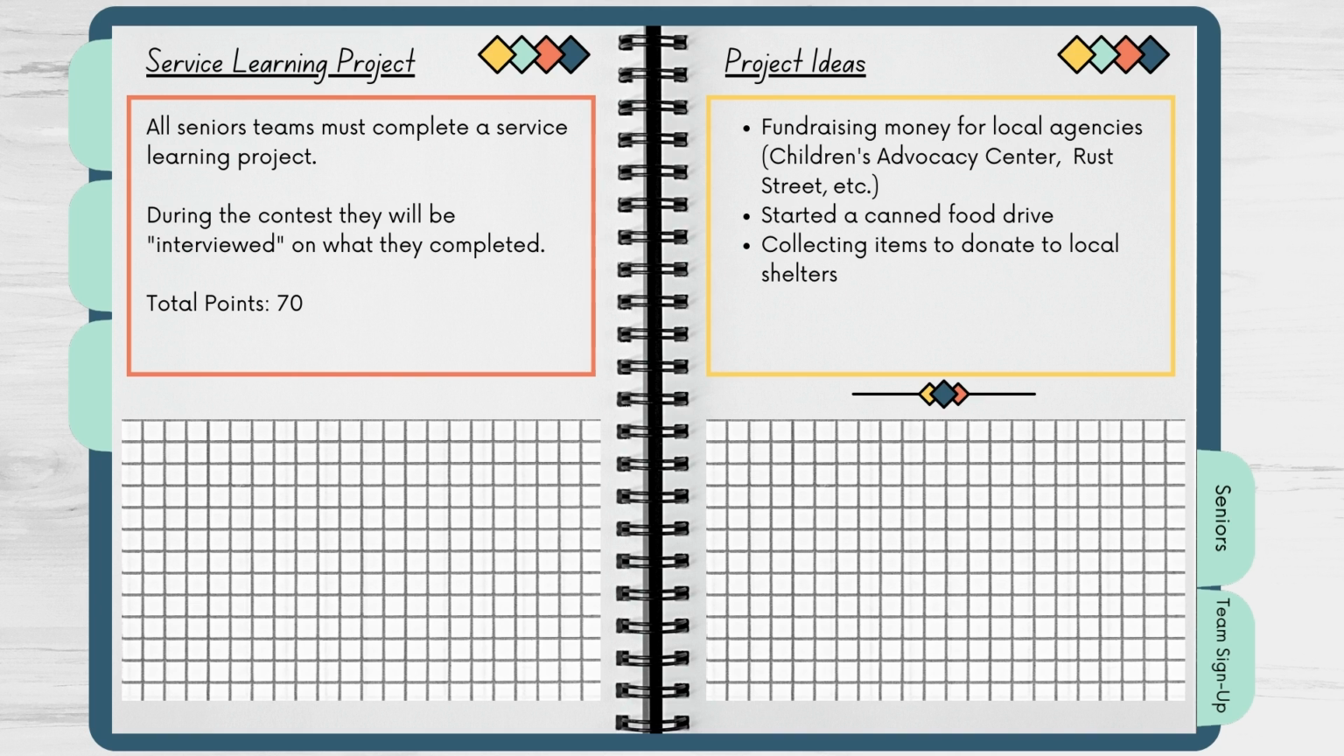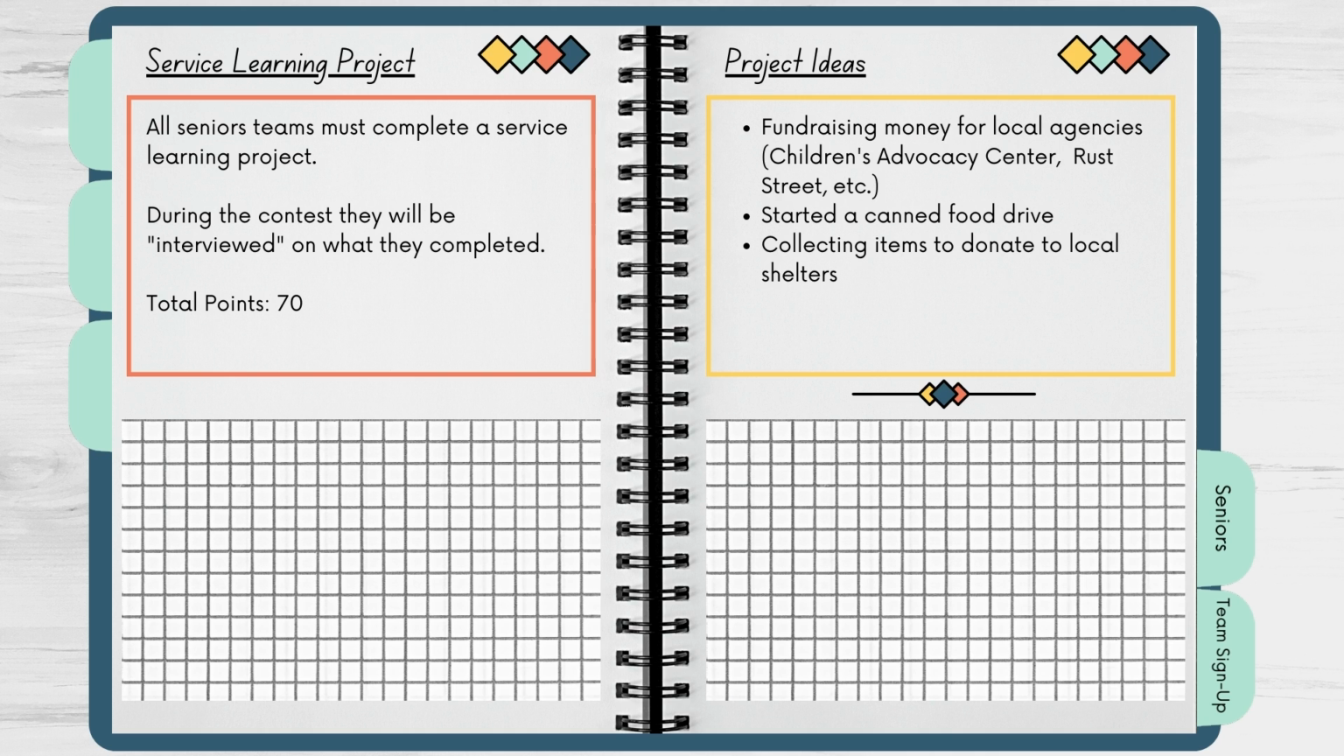So the key difference between the junior and senior Leaders for Life competition is that all senior teams must complete a service learning project. During the contest, they will be interviewed on what they completed for total points of 70. So in the past, a lot of our Leaders for Life teams have done some type of fundraising, and then they donate those funds to one of our local agencies like the Children's Advocacy Center, Rush Street. Sometimes they'll start a canned food drive at their school, or they'll just collect items to donate to local shelters.